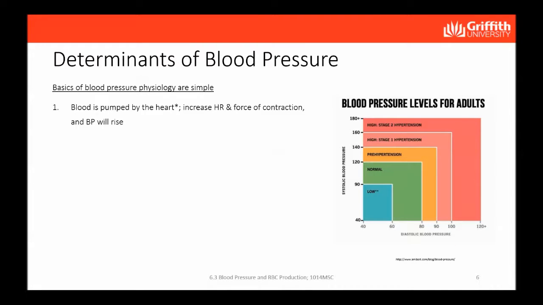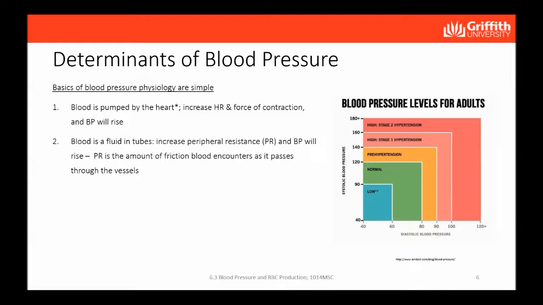The basics of blood pressure physiology are simple. An increase in blood pressure can be due to the following factors. As blood is pumped by the heart, an increase in the heart rate, which is the number of beats per minute, and the force of contraction can both raise the blood pressure. Blood pressure can also increase by an increase in peripheral resistance.